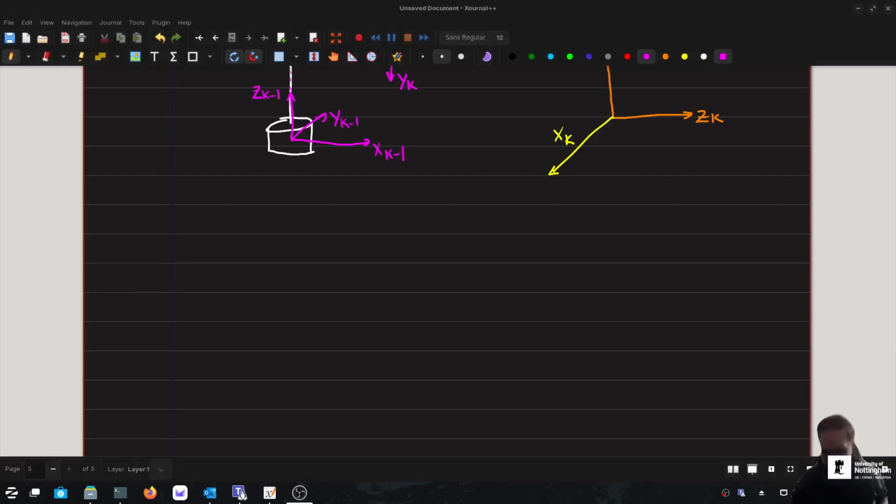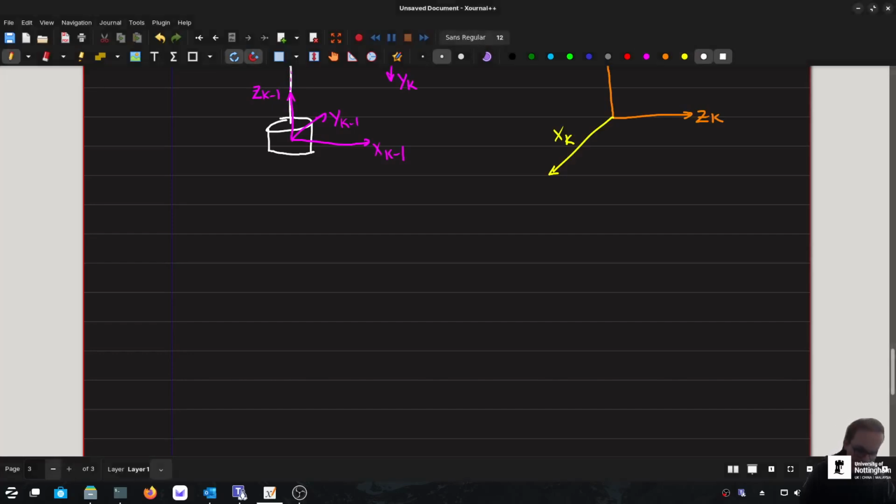Now, before we can actually do the DH algorithm, there are some variables we need to be able to assign. We call these the DH parameters. This is what I consider the hard part of the DH algorithm. But once you do a bit of practice, so I did a worksheet, it will hopefully become more second nature. It is fairly straightforward, but for the first time, it can be a bit confusing. So, the DH parameters.